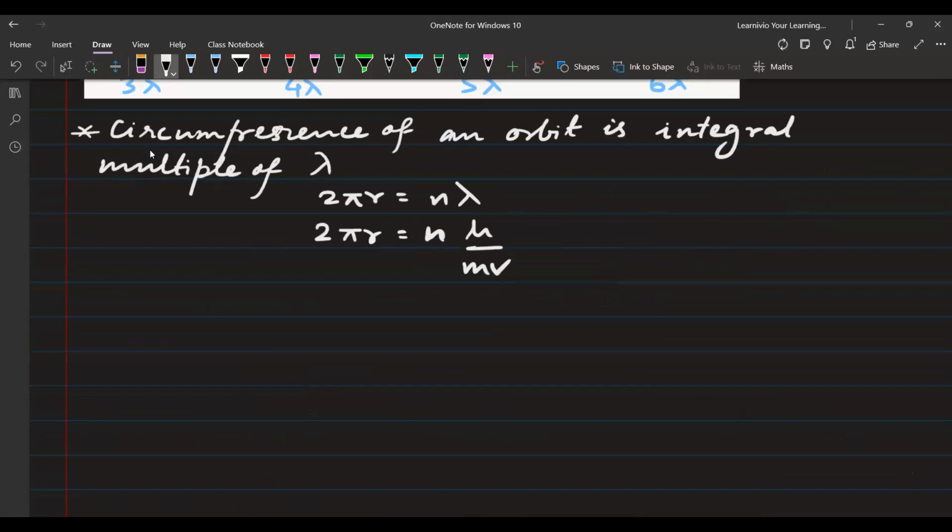Now further on, I will take this mv that side. I will have 2 pi r mv, it is equal to nh बचेगा ना, mv को तो उधर लेके आना, is equal to nh. अब यहां से आप क्या कीजिए ना, mvr it is equal to nh upon 2 pi.